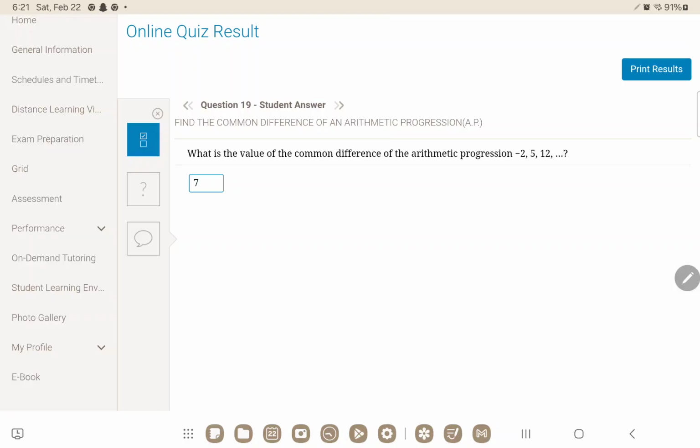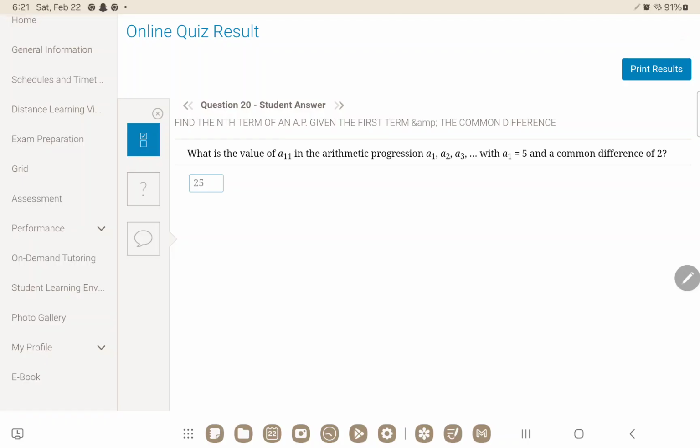Next. Okay, so now we have something else. It's arithmetic progression, which we call AP. What is the value of the common difference of this arithmetic progression? Now this is really easy. When they give you a question like this and ask for the common difference, it means subtract the first value from the second, the second from the third, whatever. So 5 minus 2 is 3, 12 minus 5 is 7, so the common difference is 7. That's it. Now, moving on.